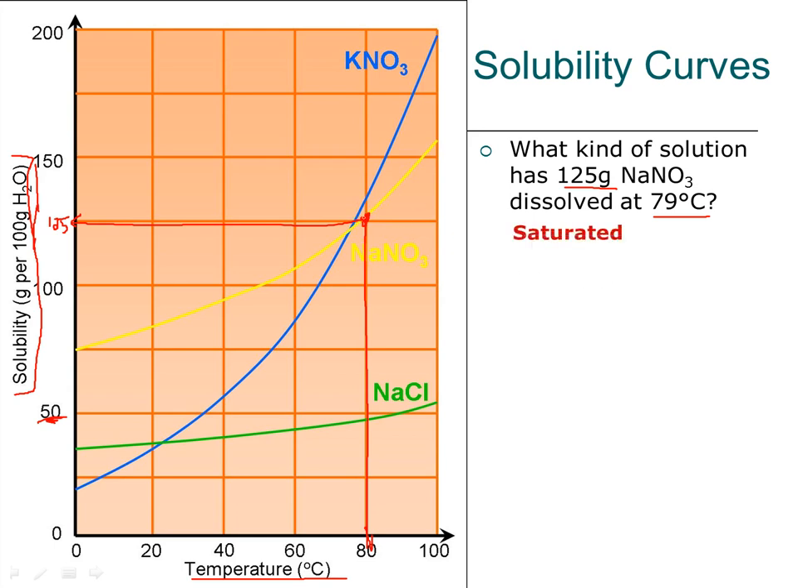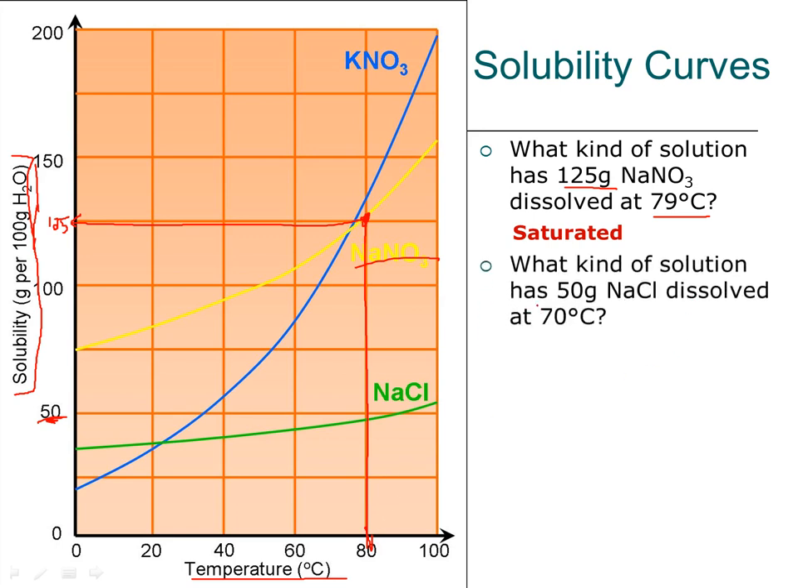So if you're on the line, you're talking about a saturated solution, which means if you have more solute at a given temperature than what it would be on the line, you would have a supersaturated solution. If you have less solute, so lower down on your y-axis here, you'd have an unsaturated solution. So the line represents the saturation point of that substance at different temperatures.